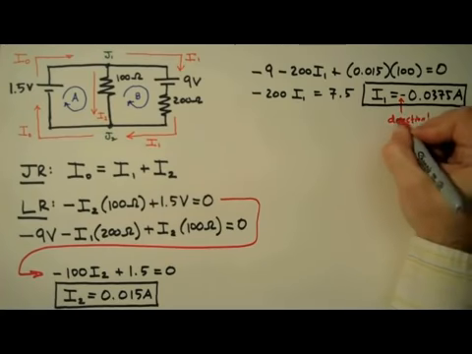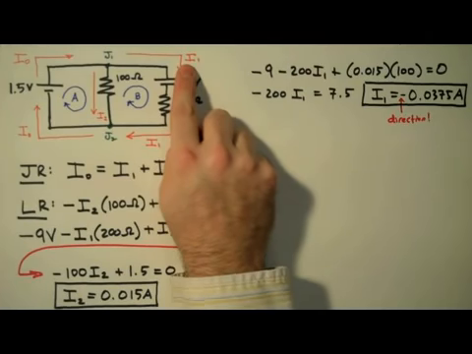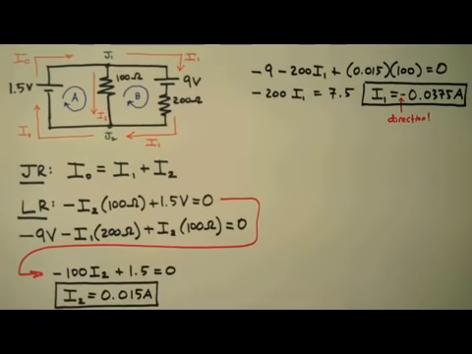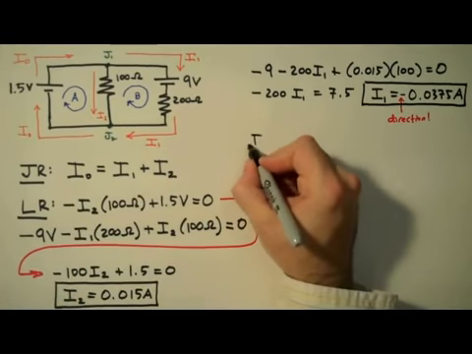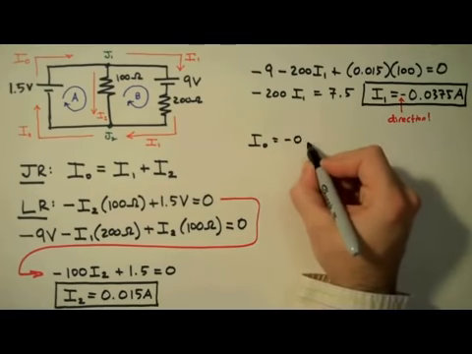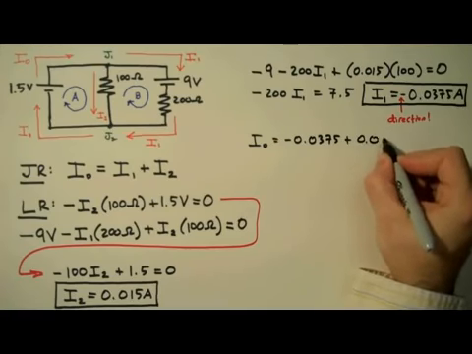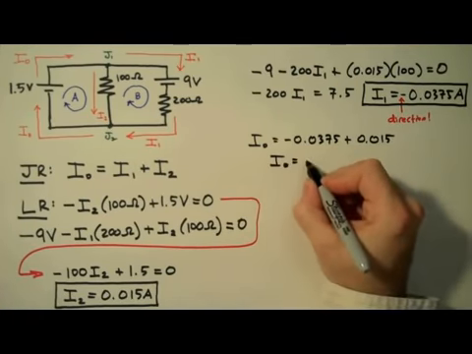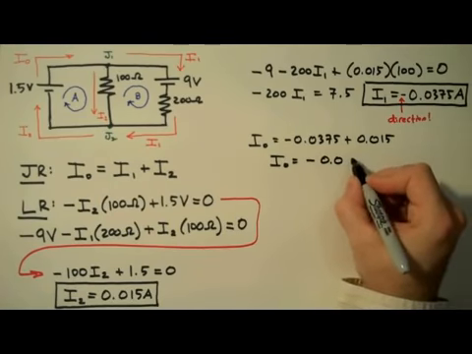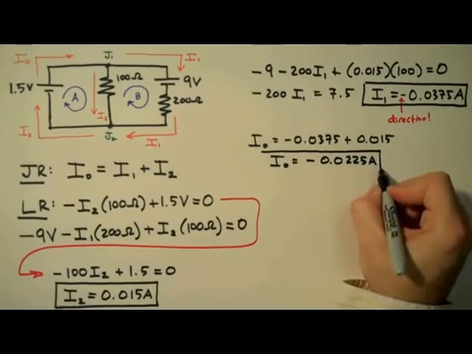Remember how we picked it arbitrarily at the beginning of the problem? Well, here's where we find out that the actual direction of positive charge flow is the other way. No harm, no foul. Now we know the correct direction of the currents. So we're going to take I1 and I2, plug them into the junction rule to determine I0. So I0 is equal to negative 0.0375 plus 0.015. So we have I0 is equal to negative 0.0225 amps, or negative 22.5 milliamps.